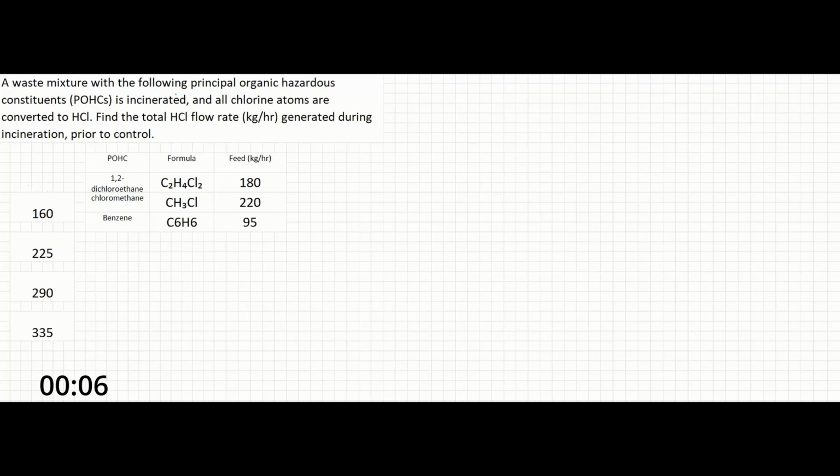In this problem, a waste mixture with the following principal organic hazardous constituents, or POHCs, is incinerated, and all chlorine atoms are converted to HCl. Find the total HCl flow rate in kilograms per hour generated during incineration prior to control. So here we are given 3 different POHCs in our waste feed: 1,2-dichloroethane, chloromethane, and benzene. Our objective is to figure out how much HCl is present from the incineration process.